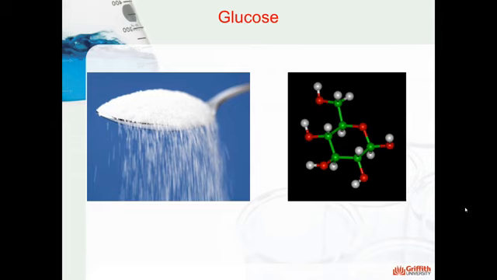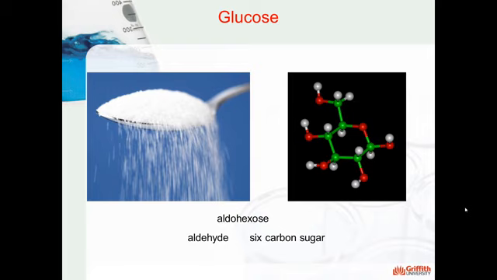Glucose, which is also known as dextrose and grape sugar, is the most important monosaccharide. It is an aldohexose, as it has an aldehyde functional group, and it is a 6-carbon sugar. Glucose is an important source of cellular energy. It is the key sugar of the body, carried by the bloodstream to all body parts.